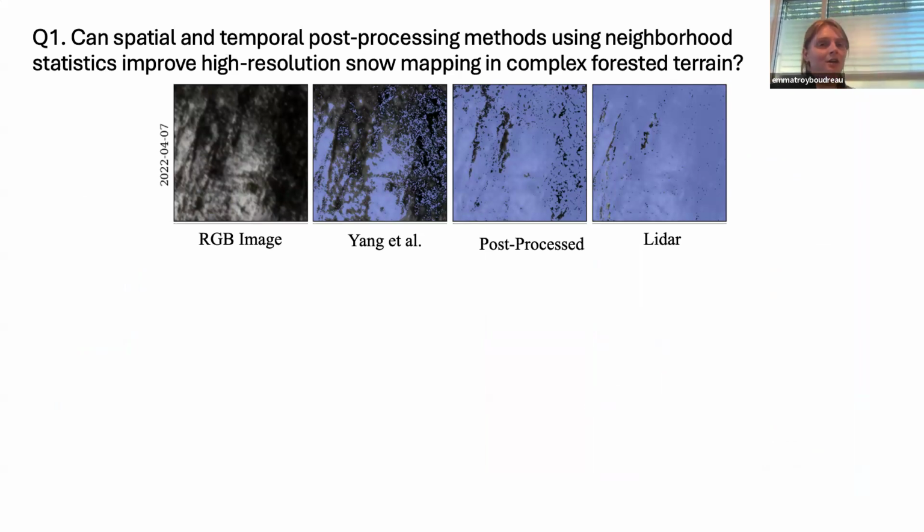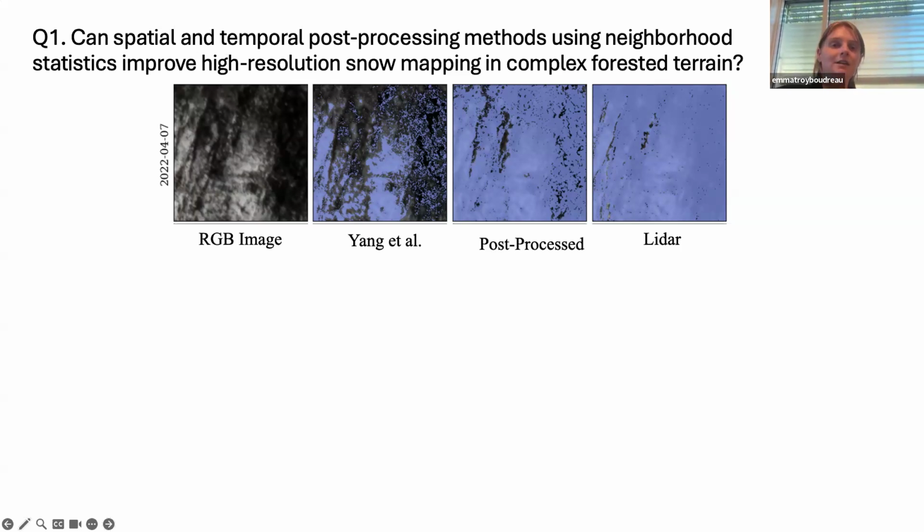We have our PlanetScope image, and then the Yang et al. map, which is that simple model trained on one LiDAR flight. And then we have this post-processed version of the Yang et al. map. And then we can compare it to LiDAR, which is our evaluation data set.